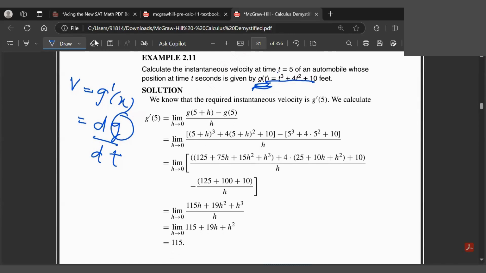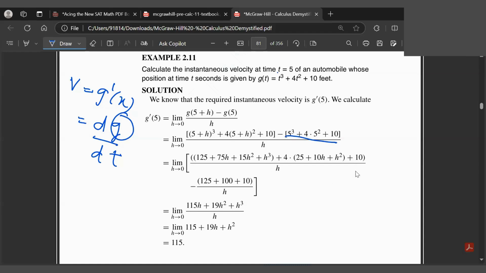So again the same thing. What is the function here? The function is t cubed plus 4t squared plus 10. Yes, great. So we have to put 5 plus h in place of t. So (5 plus h) whole cube plus 4 into (5 plus h) whole square plus 10, minus, if you put 5, you will get these values.